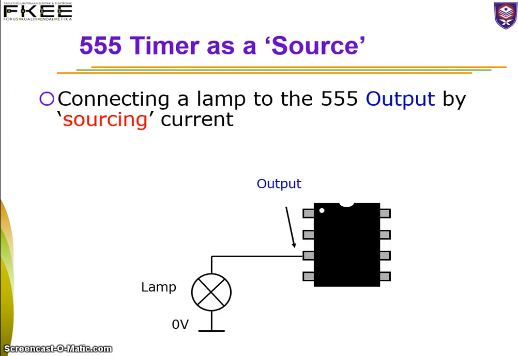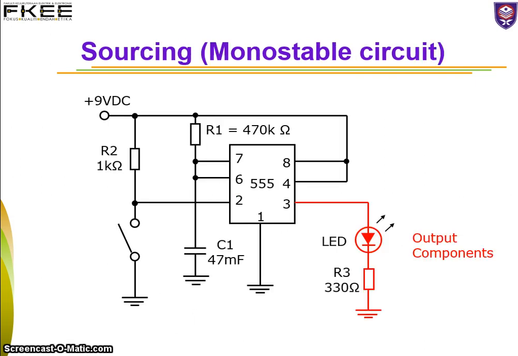And as a source, this is an example of a circuit. You connect the output of the 555 timer, which is pin 3, through the lamp and to the ground, so it will act as a source, providing a current flowing from the output to the ground. This is another example. If you see over here, pin 3 is connected through the LED and to the ground, and R3 will limit the amount of current flowing.